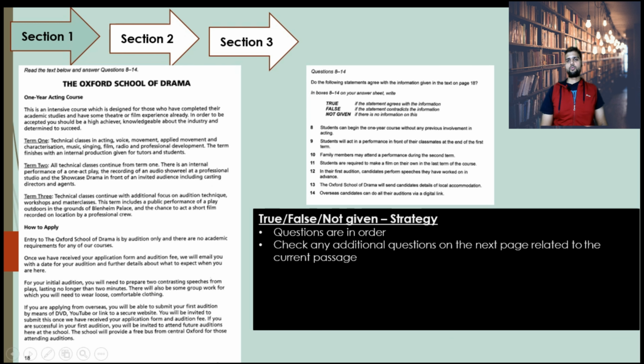One more mistake we commit is that we don't check, for example, if this passage comes first and the questions are from 1 to 7, then just check what the questions are from 8 to 14.